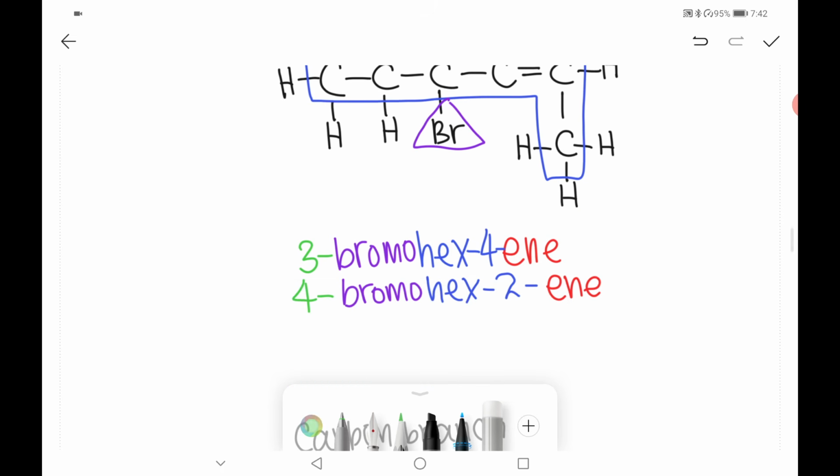After we get the name, we must know how to choose the proper final answer. Remember, everyone wants a small number. The double bond wants the small number, and the branch also wants the small number. But we always give the smaller number to the double bond, which means we always want to get the smallest number at the back. So look at the number at the back, 2 versus 4. 2 is smaller, so this is the final name.